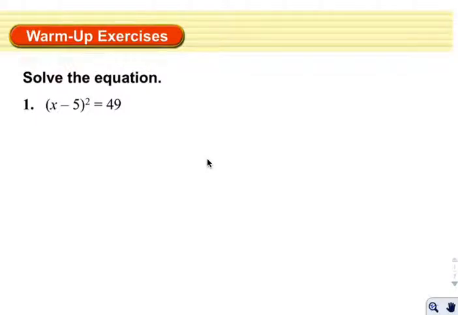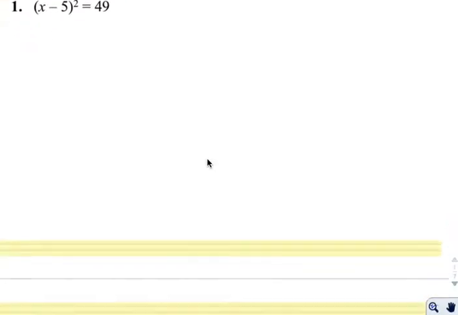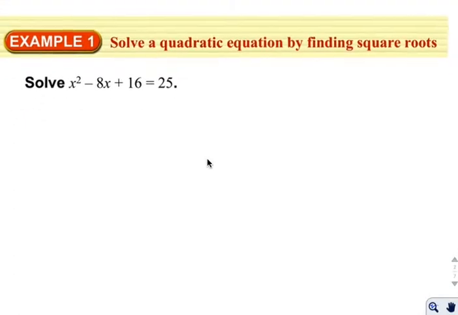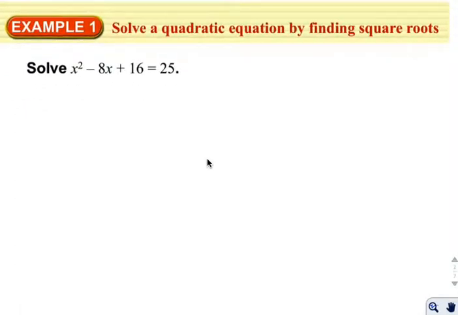So today we're looking at Chapter 1, Section 7, which is completing the square. This is basically going to help us to solve trinomials that we can't typically solve because they're not a perfect square. So do your warm-up equation so that you get familiar with what is a perfect square and how to solve. Example number 1 says solve the quadratic equation by finding square roots.